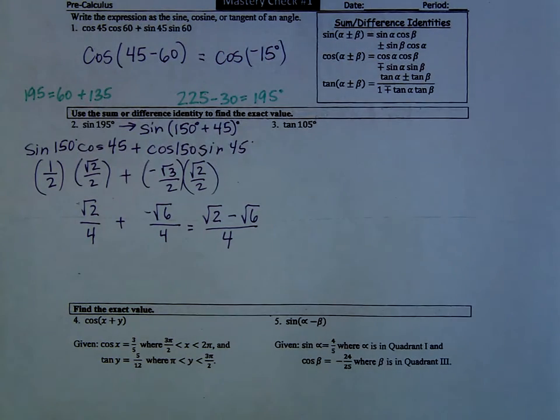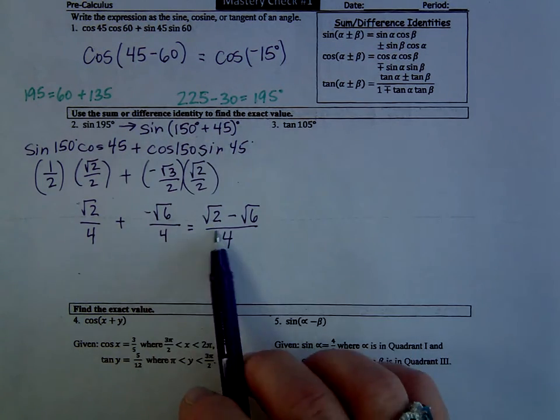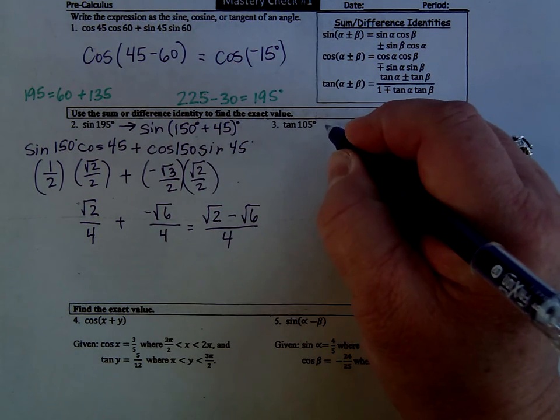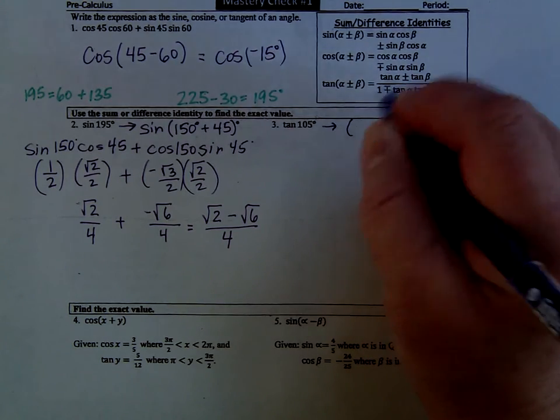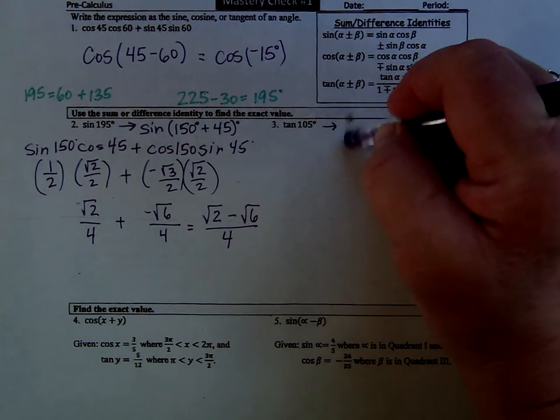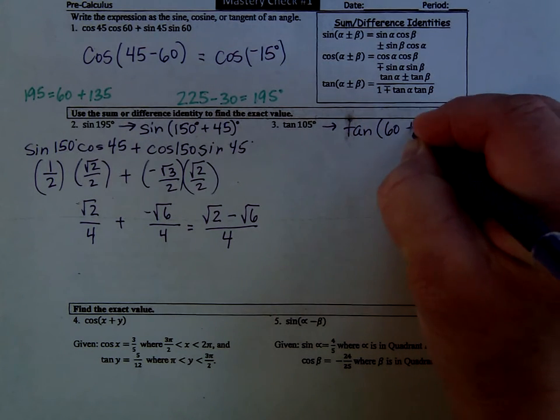Then I get to the tangent of 105, the next one. For the tangent of 105, I need to come up with a combination that's going to give me 105. I have lots of choices. It's your choice. You can pick any number. See my green guys here? I could have made it this and I'd get the same answer. So for 105, I'm going to pick the tangent of 60 plus 45. Don't need parentheses yet.